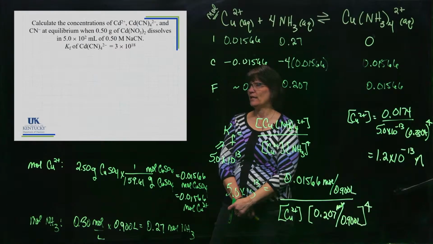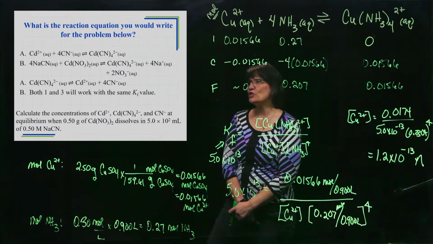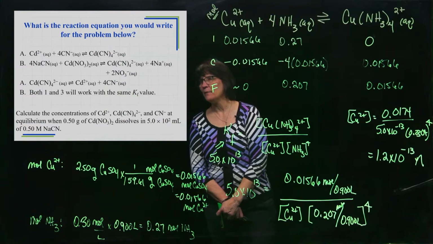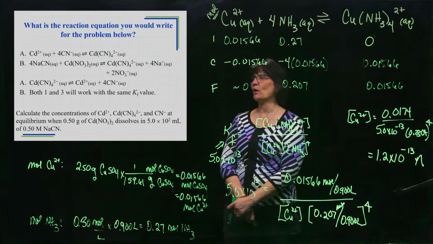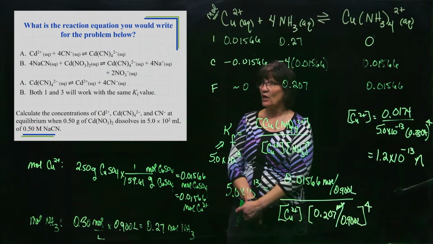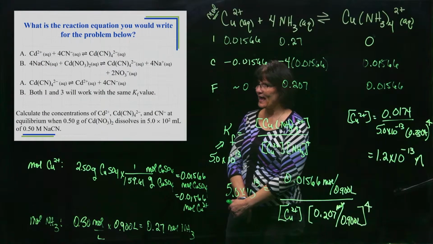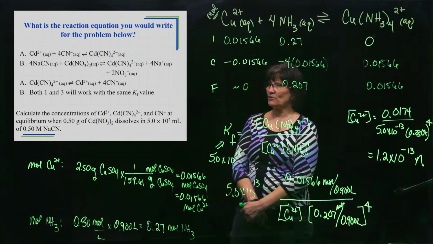All right, so did you pick A? That would be the right one. You are forming, it is on the product side. You are forming the complex ion of the cadmium cyanide complex from the central metal of cadmium and 4 of the ligands that are the CN- problem.